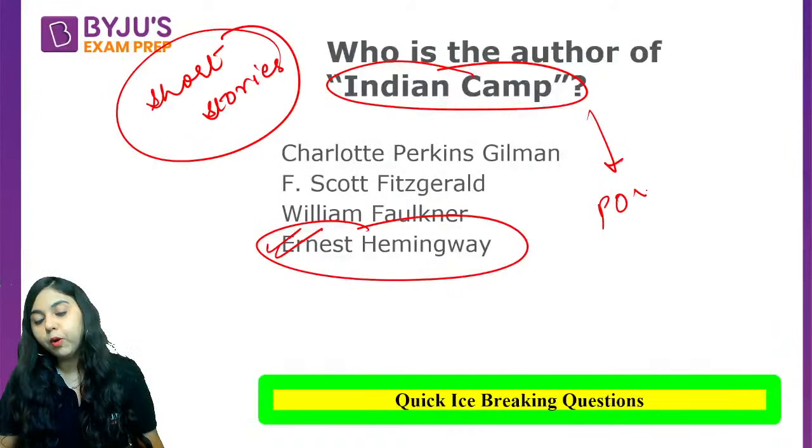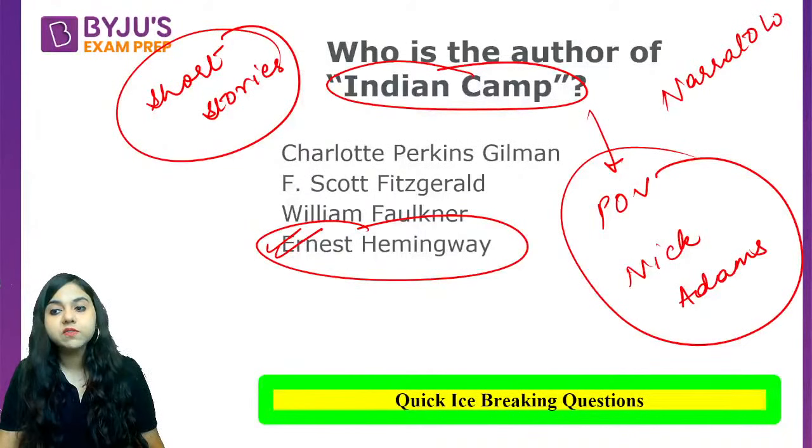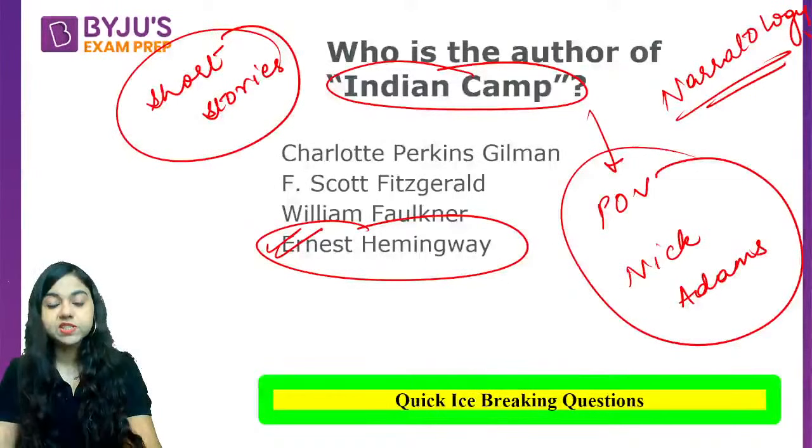Remember, even in the morning class at 7 a.m. as a part of the score booster batch, this is what we were discussing, that your criticism has three major aspects and narratology is one of them. And when we talk about narratology, it actually discusses point of view. This is a child's point of view that we're able to see. Nick Adams is coming for the very first time here.